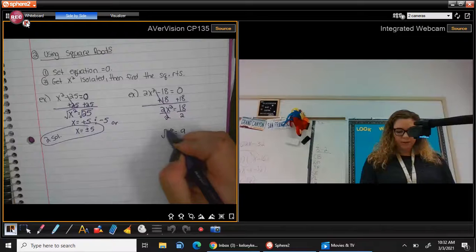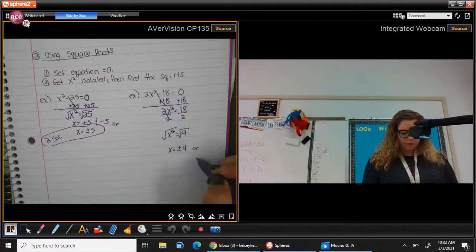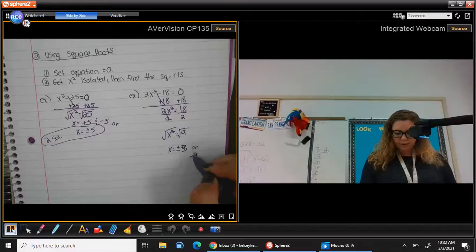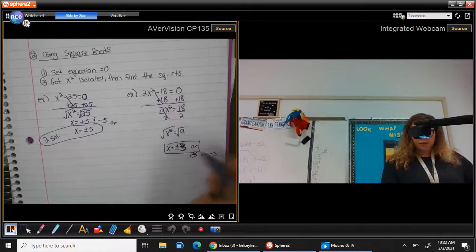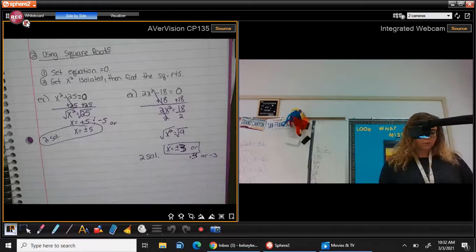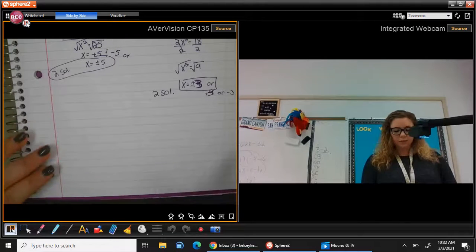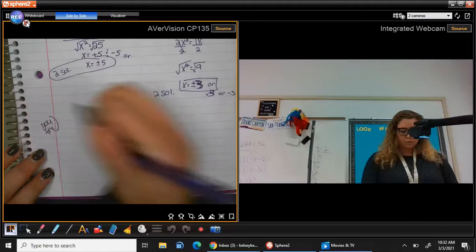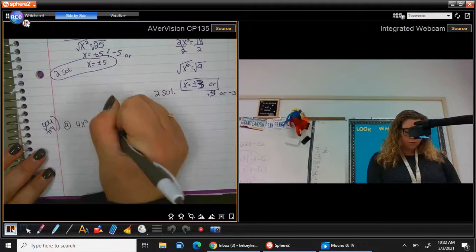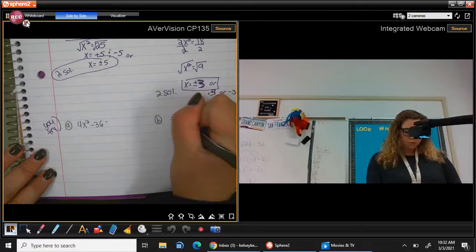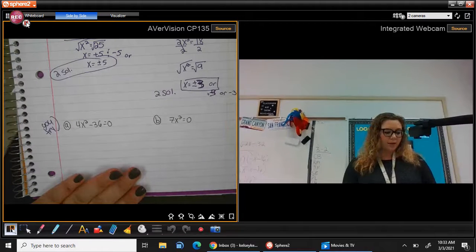And then my last step is I'm going to take the square root of both sides. X equals, since we're dealing with squares, plus or minus the square root of 9, which is positive 3 or negative 3, because 3 times 3 is 9. And that's my answer. So I'm going to have two solutions. I want you to pause and try these two. Pause the video, work these out, see what you get, and then come back to find your answer.